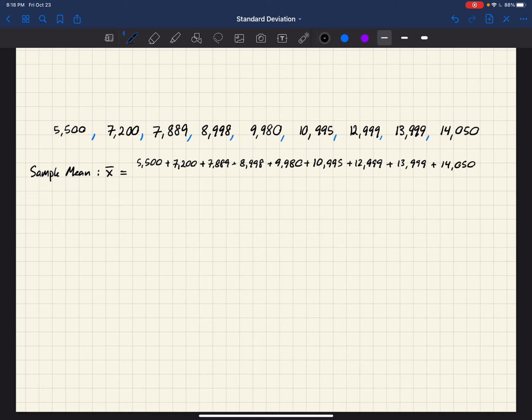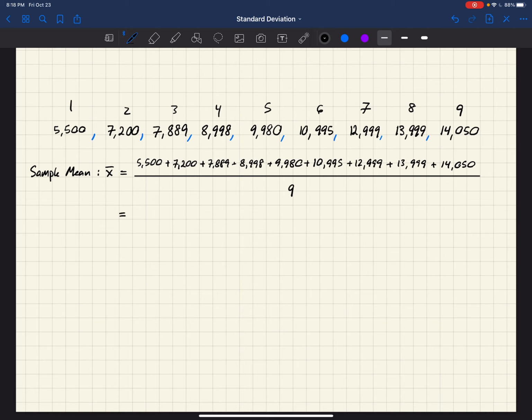Okay, so I've added up all of our data, and that is simply the top portion of our fraction. Now I'm going to divide by the number of pieces of data we have. We have 1, 2, 3, 4, 5, 6, 7, 8, 9 pieces of data. So 9 pieces of data.